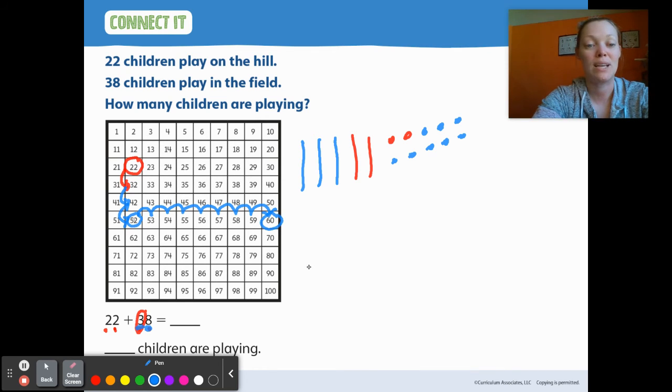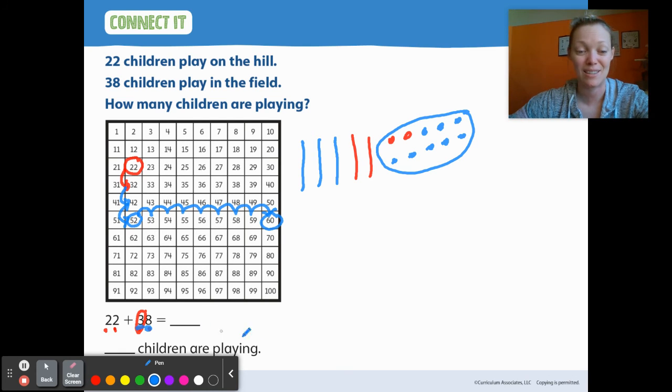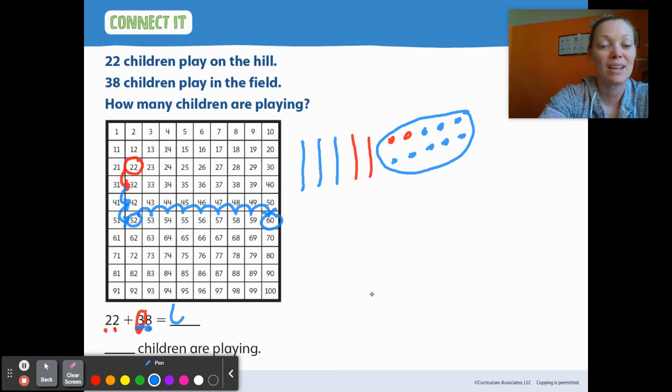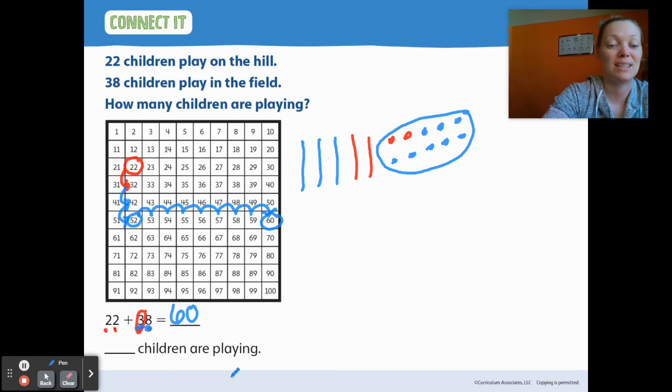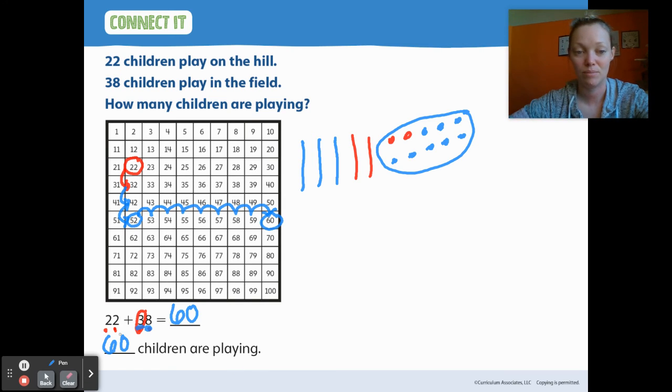So I first added my 10s, then I added my 1s. You could also look over here at my picture. I added 3 10s and I added 8 1s, but you can see a group of 10 here. So 10, 20, 30, 40, 50, 60. I get the same answer. So make sure you fill in your answer. 22 plus 38 is 60. So there are 60 children playing.